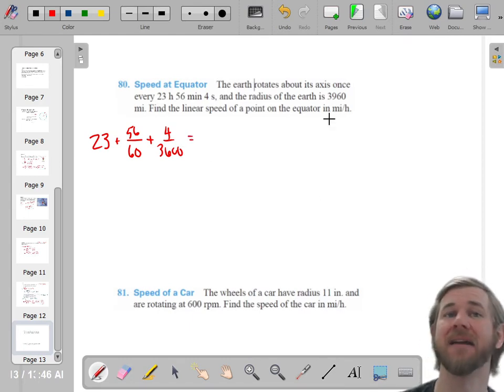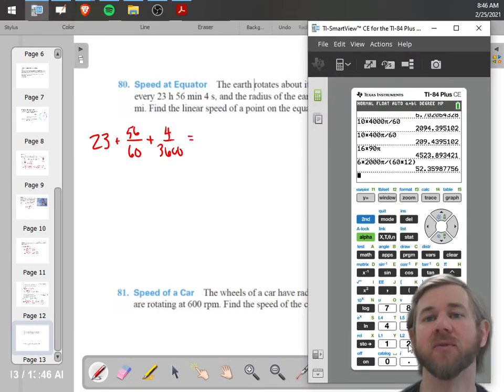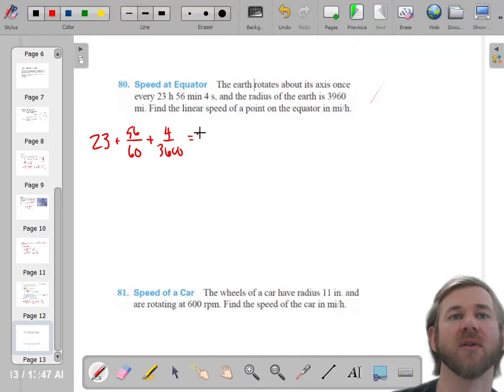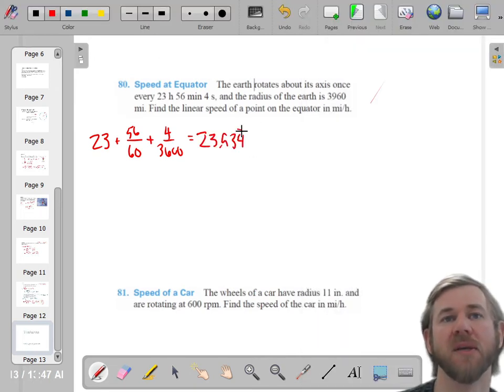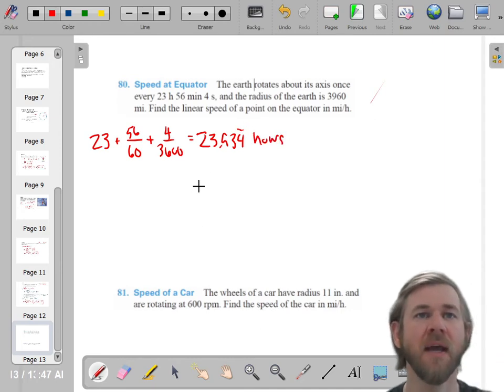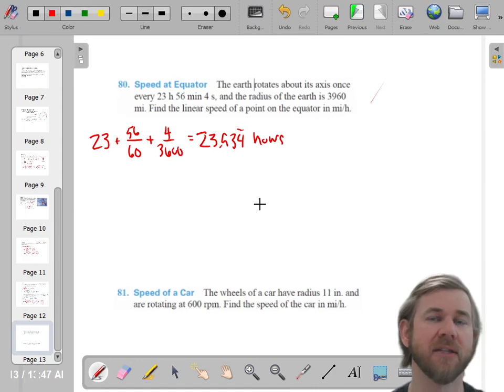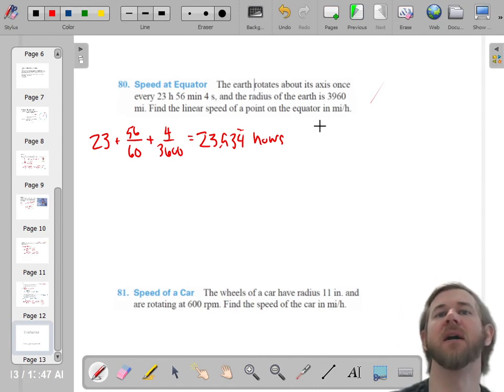So to get my time, I'm going to have to add all that up. So 23 plus 56 out of 60 plus 4 out of 3,600. So my time is 23.934, and I'll even put the repeating hours. And the radius of the Earth is 3960 miles. That's cool. Find the linear speed on the equator.